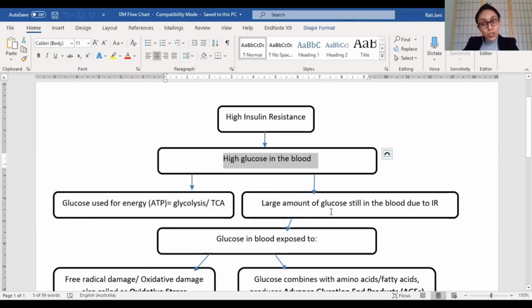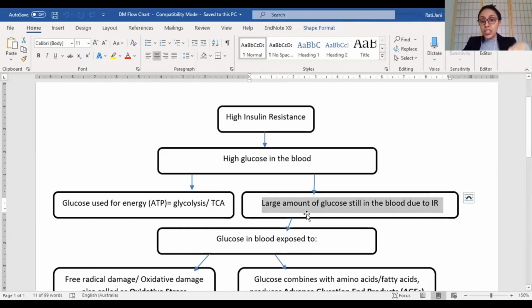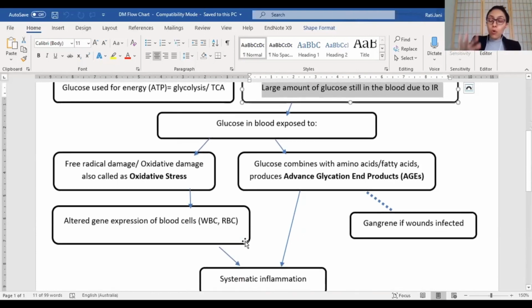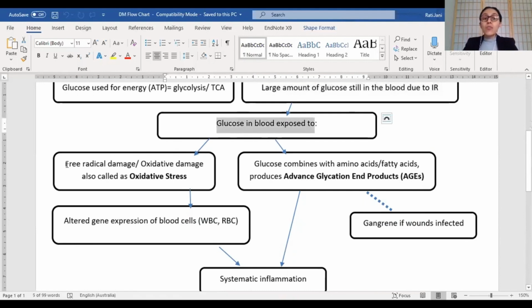However, as I said, the insulin is not sufficient in a diabetic individual. So you have a large amount of glucose still floating in the blood because of insulin resistance. Now when you have these free molecules of glucose floating in the blood, this is what happens. These free molecules of glucose will combine with the oxygen in your blood, and this will result in free radical damage and oxidative damage, which is called oxidative stress.